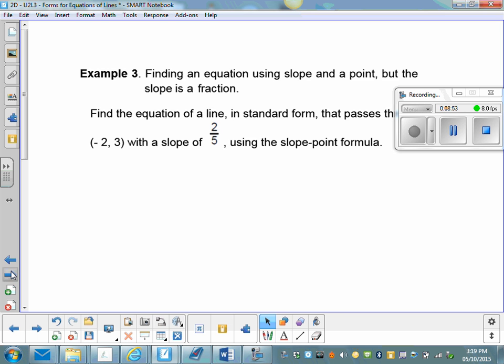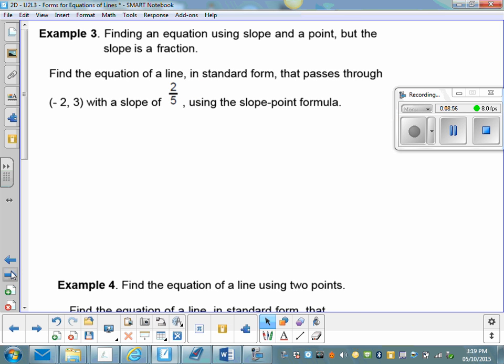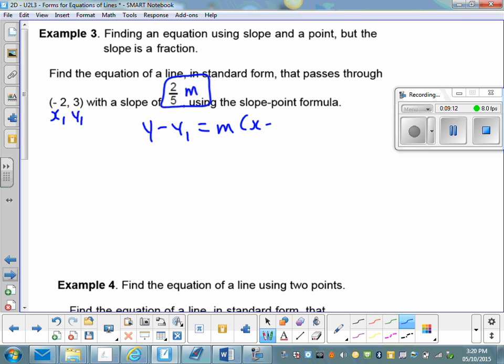Okay, example 3. So here we're going to find the equation using slope and a point, but the slope is a fraction. So I'm going to do the exact same thing I just did. I'll write down my formula, and I'll plug in what I've got. So y1 is 3. This time my slope is a fraction, but that's going to be okay. Now here I've got x, and I'm going to be subtracting -2. So when I subtract a negative, that becomes a positive.